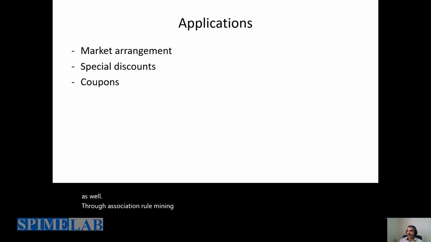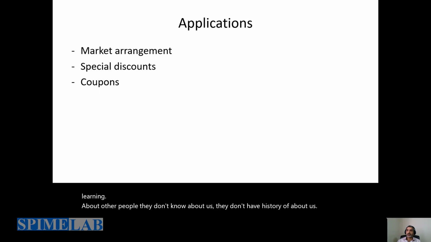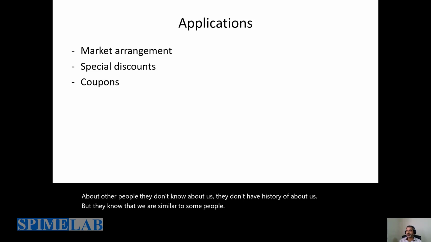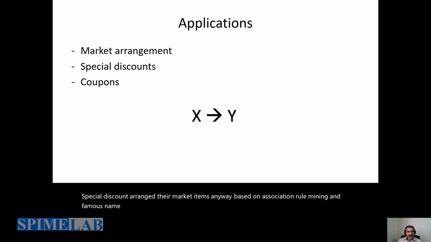How does the market send coupons for special offers? How do they know what we need? Not only from our own buying patterns, the market also learns and predicts our behavior from learning about other people. They don't have a history about us, but they know that we are similar to some people based on certain criteria, and then they send coupons, special discounts, and arrange their market items in a way based on association rule mining, whose famous name is market basket analysis.